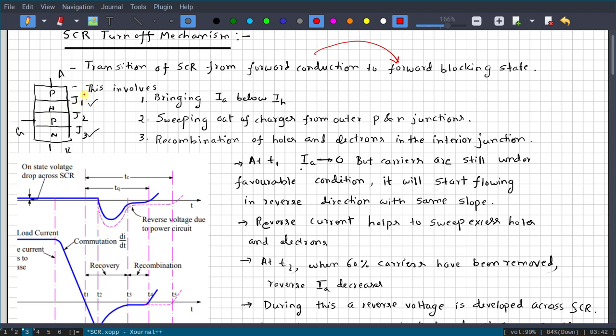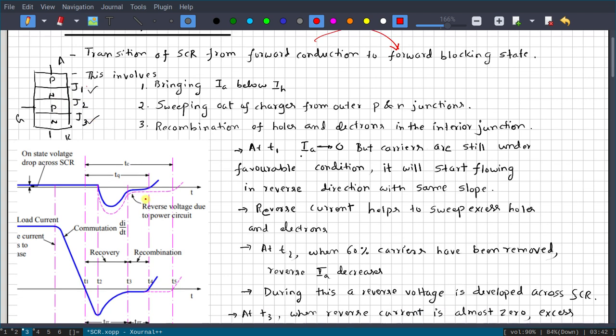So first, the anode current should go below IH. Second, in the outer junction layers, that is J1 and J3, you have to remove the charge carriers. And third, in the inner region, that is the J2 junction, there also you have to remove them. So these three are there, and we will see how we can do that.